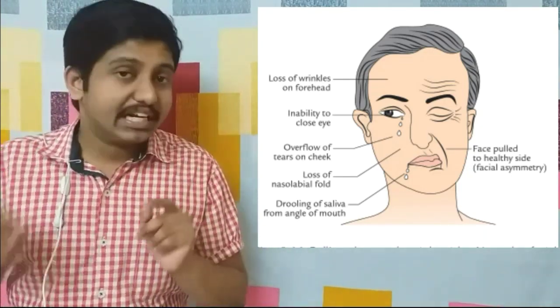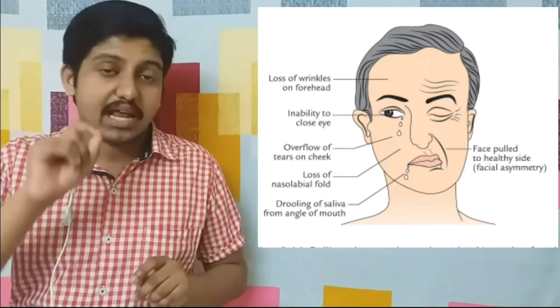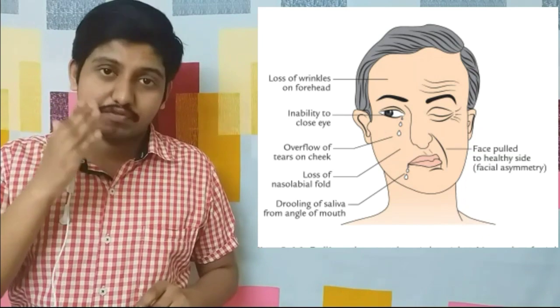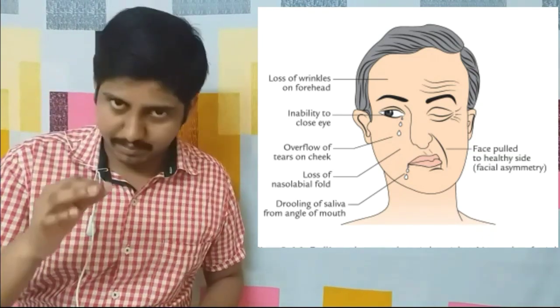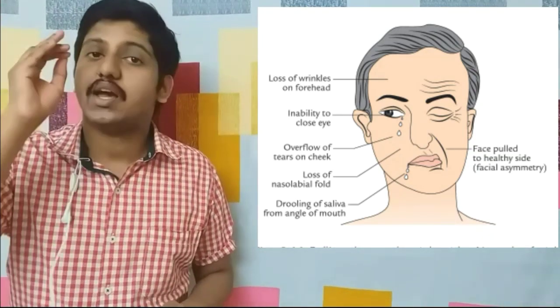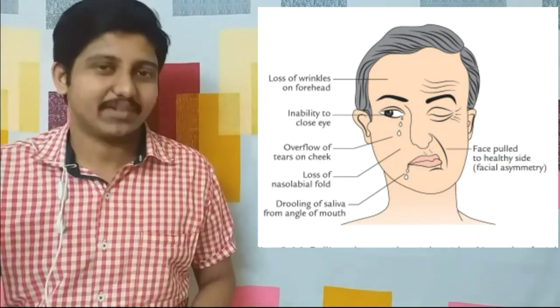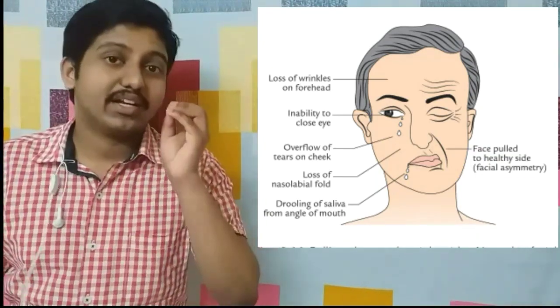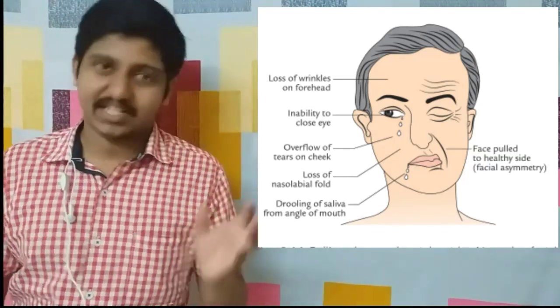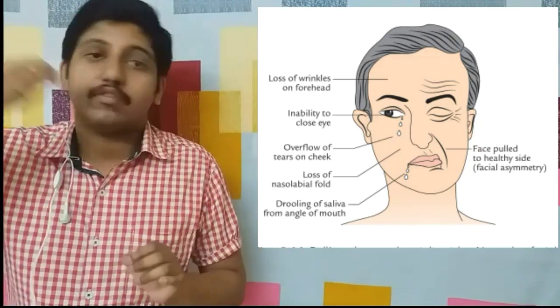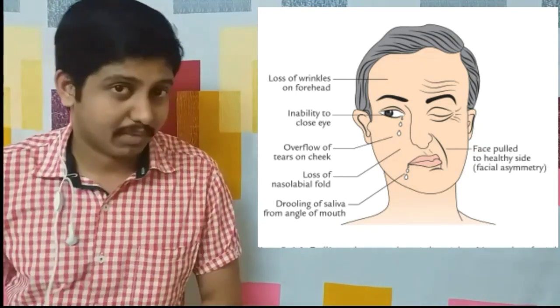Also there will be dribbling of saliva on the affected side of the mouth. On the affected side of the face there will be dribbling of saliva from the mouth, and that is due to the paralysis of the orbicularis oris muscle. Next, there is a paralysis of the buccinator muscles, due to which the food accumulates within the vestibule of the mouth.